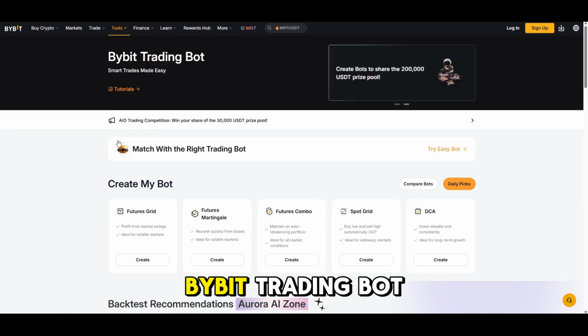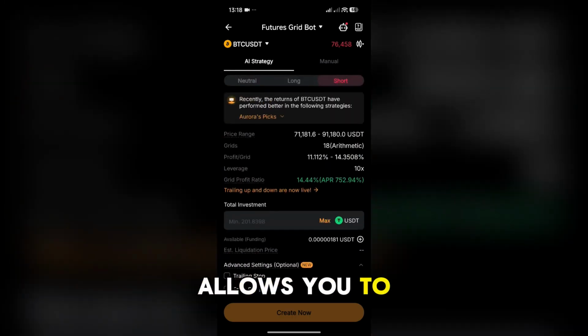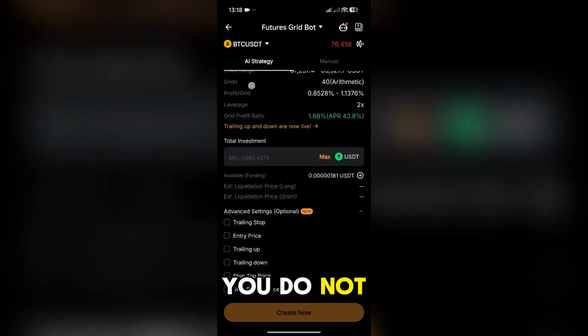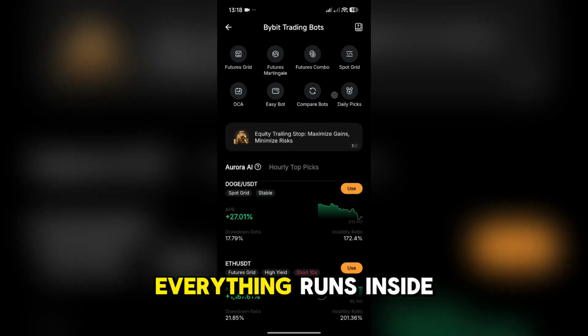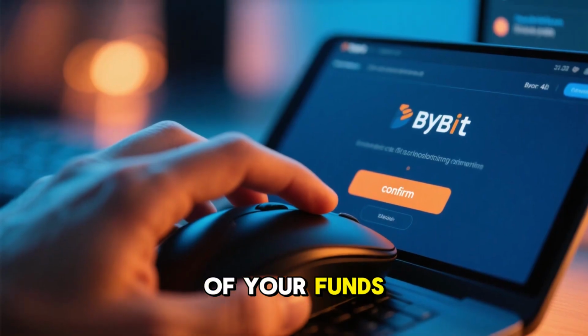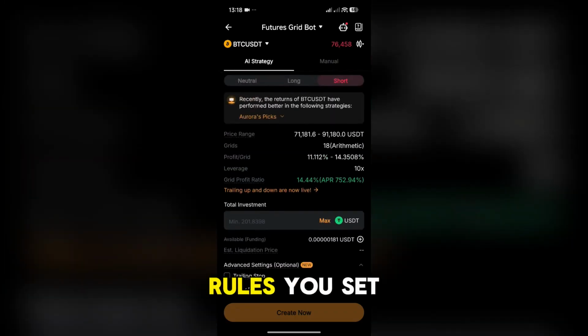What is a Bybit Trading Bot? A Bybit Trading Bot is a built-in tool that allows you to automate your trades directly on the Bybit platform. You do not need coding skills. You do not need external software. Everything runs inside your Bybit account. You stay in control of your funds at all times. The bot only trades based on the rules you set.